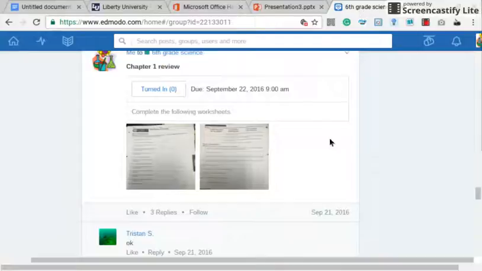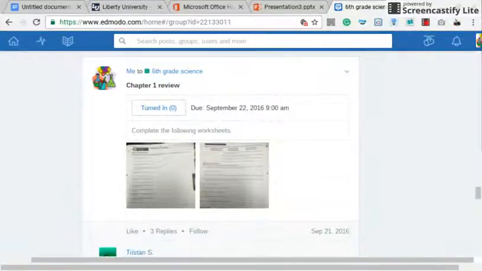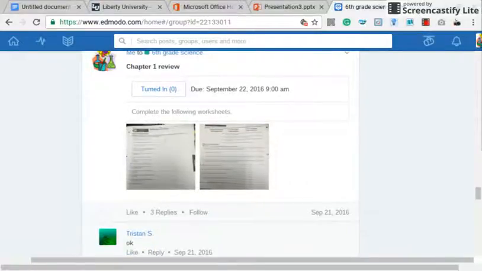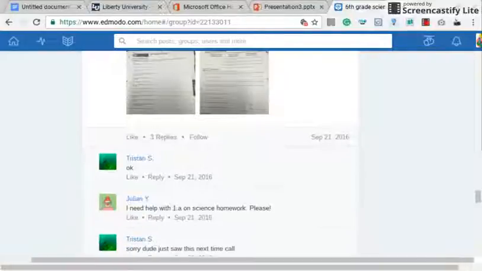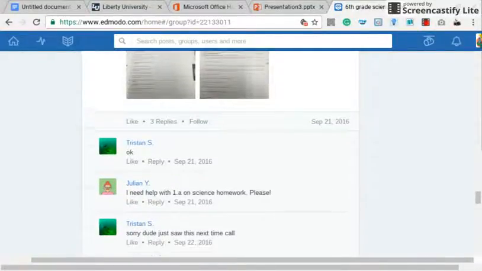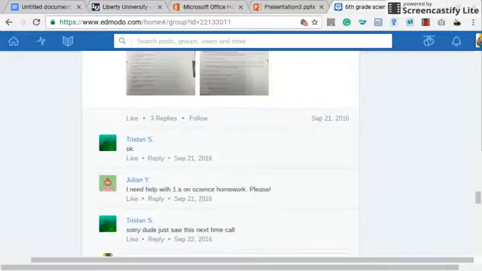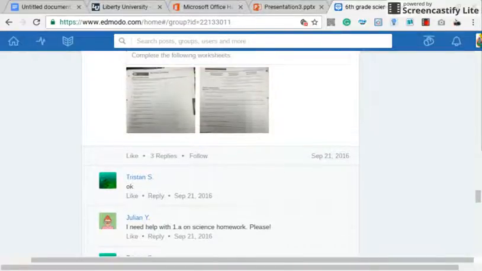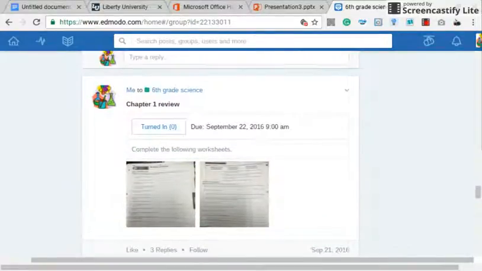In my sixth grade science classroom, assignments are posted on a daily basis. As you see here, we have a worksheet posted and there's a due date mentioned, and also there are comments from a few students. Some of them say okay, they will do it. Some of them say they need help. Another response is, if you need help, call me please. So teachers can post their assignments with a due date included.